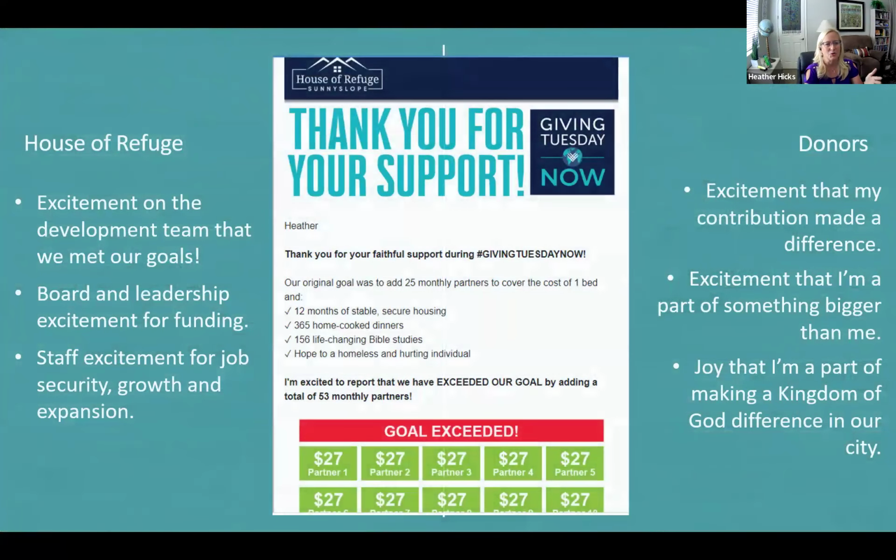And then here's how Julie used this in one of their kickoff campaigns for getting donors. Their goal was to get 25 new monthly donor partners, and they hit their goal. They exceeded it. So they shared that with everybody. And there was excitement on their team. Everyone in the House of Refuge was excited. The board was excited. And then she shared it with the donors so they could be excited. And she also said, if you still want to join, you can just still join. So it creates this sense of excitement, belonging, all of that.